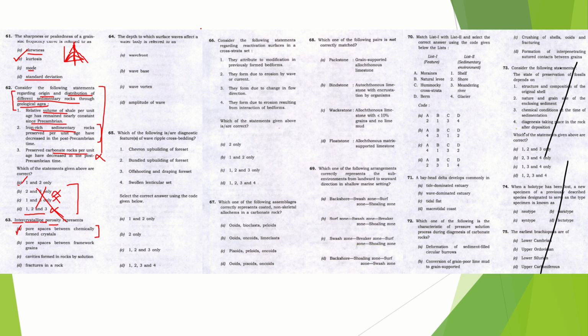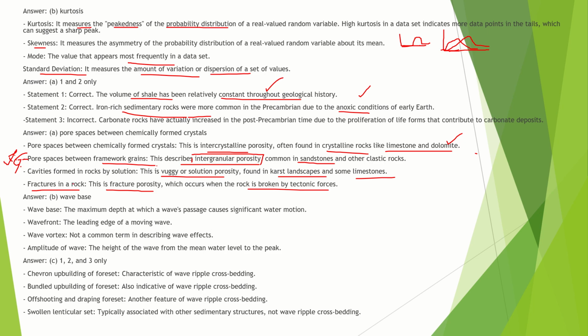The depth to which surface waves affect a water body is referred to as. So it's asking us up to which depth surface waves affect the water body, what is that called? That is the wave base. What is the amplitude of a wave? Amplitude of a wave is the height of the wave, from the mean water level to the peak.